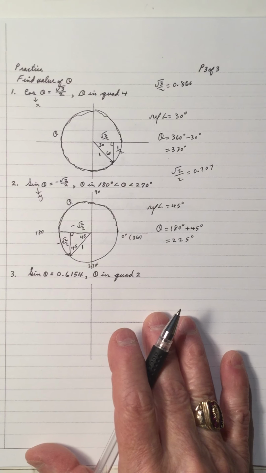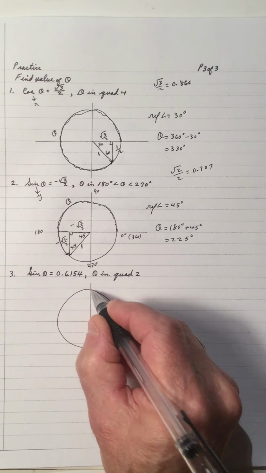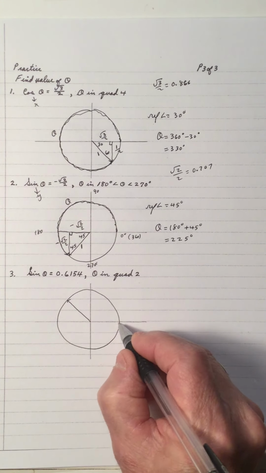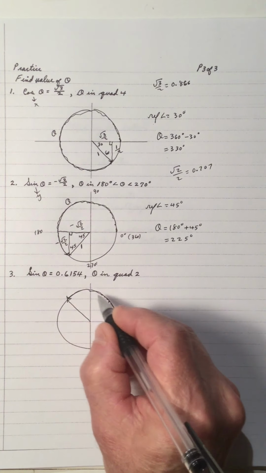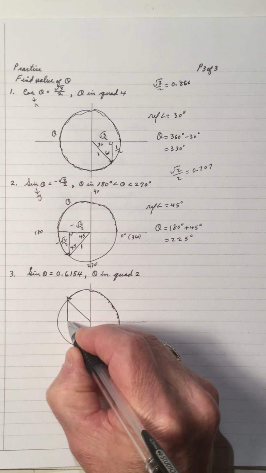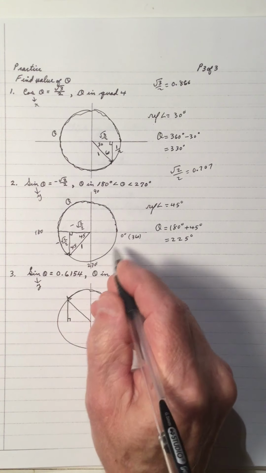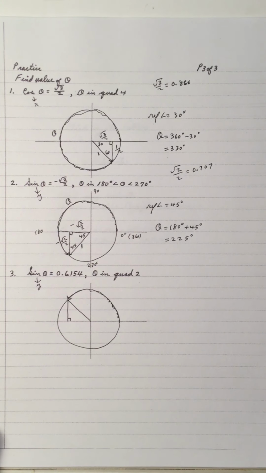And the last question to do is, we have a theta that is in quadrant 2. So that means the terminal arm is in quadrant 2. So theta is this rotation right here. And we have a perpendicular that goes to the x-axis. Sine is related to the y. And in this case, we can't use the special triangle. We've got to use our calculator.